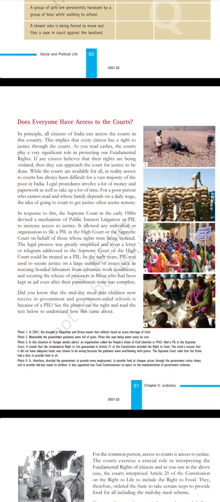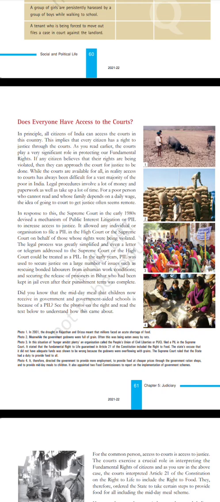Legal procedures involve a lot of money and paperwork, as well as take up a lot of time. For a poor person who cannot read and whose family depends on a daily wage, the idea of going to court to get justice often seems remote. In response to this, the Supreme Court in the early 1980s devised a mechanism of public interest litigation, or PIL, to increase access to justice.